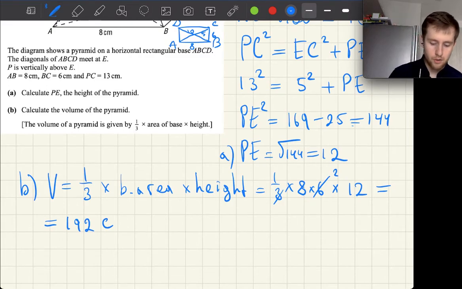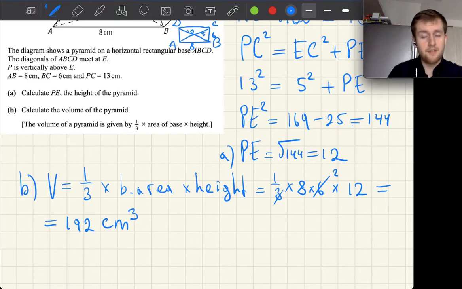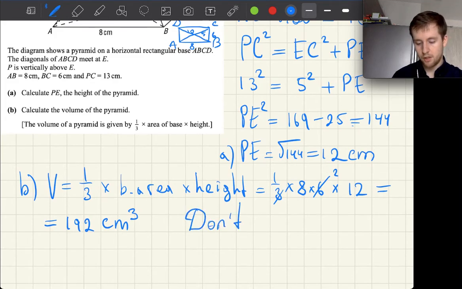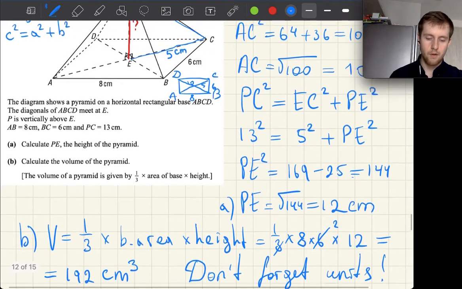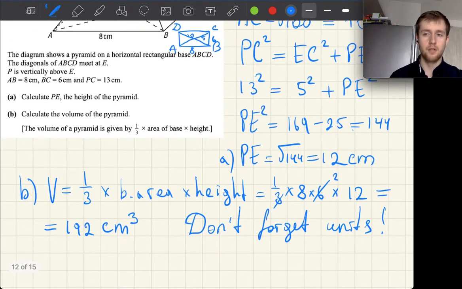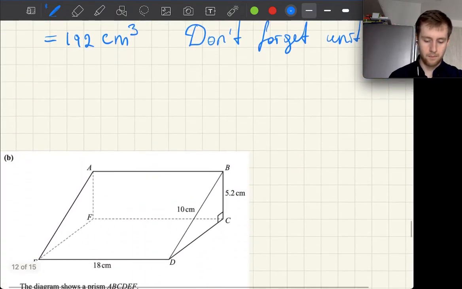Don't forget about the unit. The unit in this case is centimeters cubed. Okay, so that's it. This question is done. PE is 12. By the way, I almost forgot about this. PE is 12 centimeters. Don't forget about the units, please. You see, I make the same mistake. So PE is 12 centimeters, and the volume is 192 centimeters cubed. The units of volume are centimeters cubed. Don't forget about this stuff.